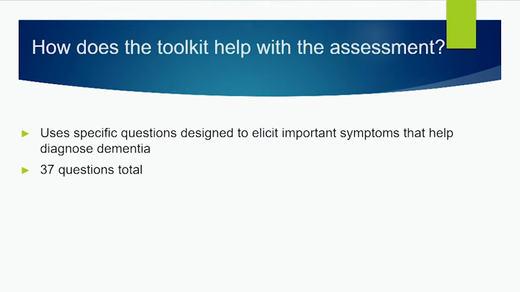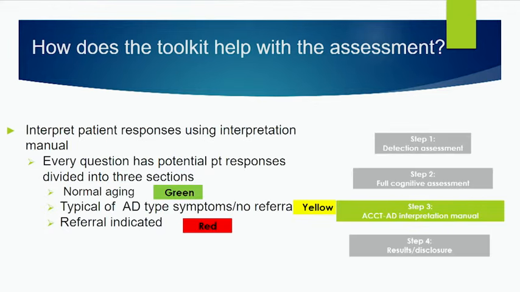Well, the toolkit has about 37 questions that lead you through various domains like memory, visual spatial, frontal executive, movement, those sort of things. And these are all designed to bring out red flags that would make you refer to a specialist, and also to reinforce, depending on the patient, answers that would be consistent with Alzheimer's disease. Okay? So just a look at what this looks like in the end.